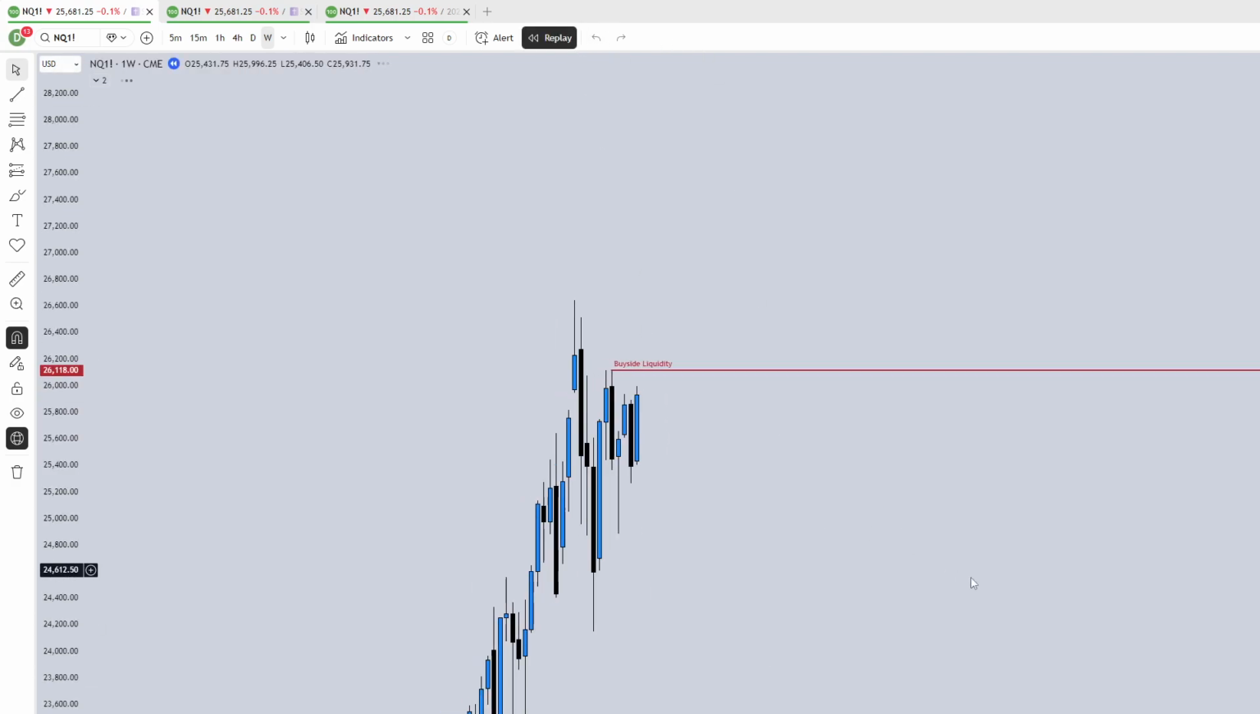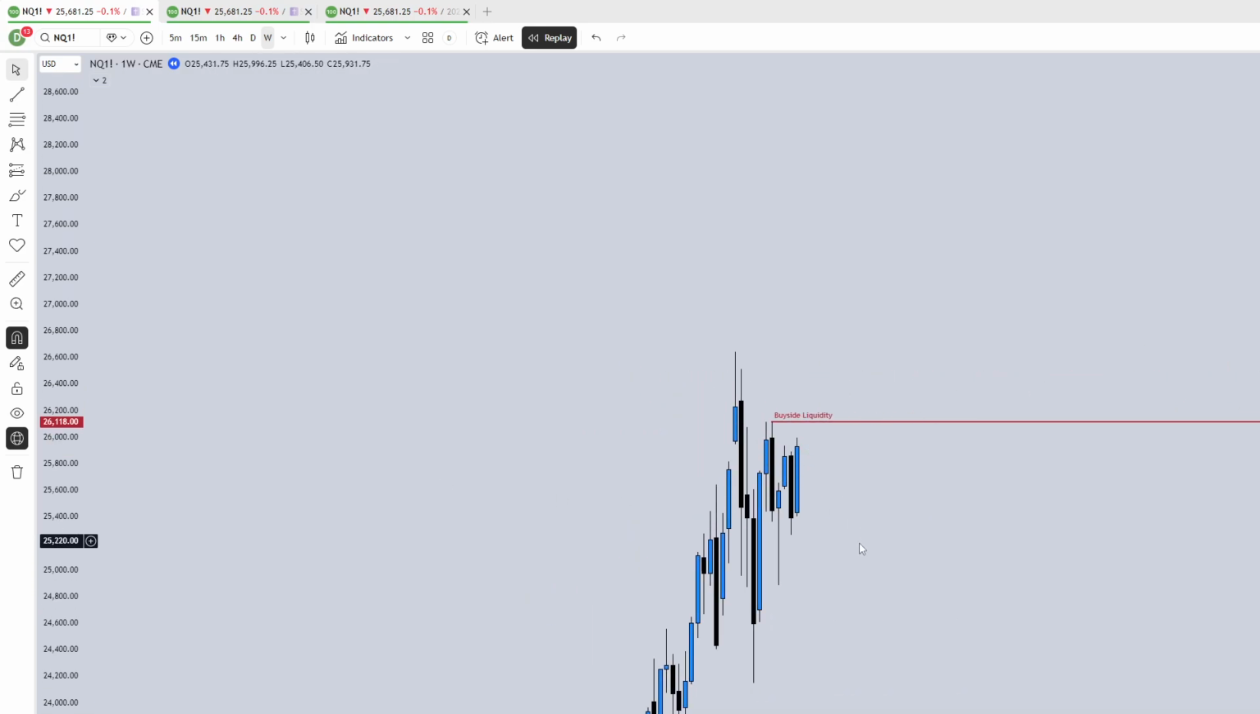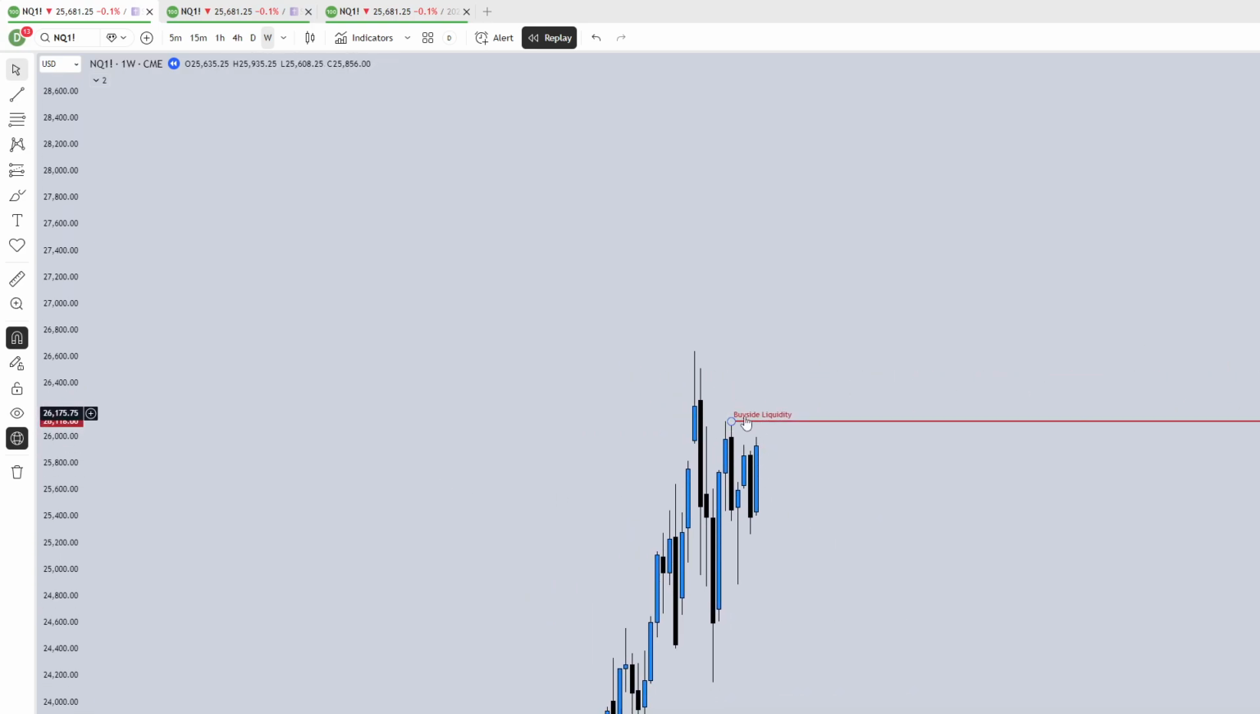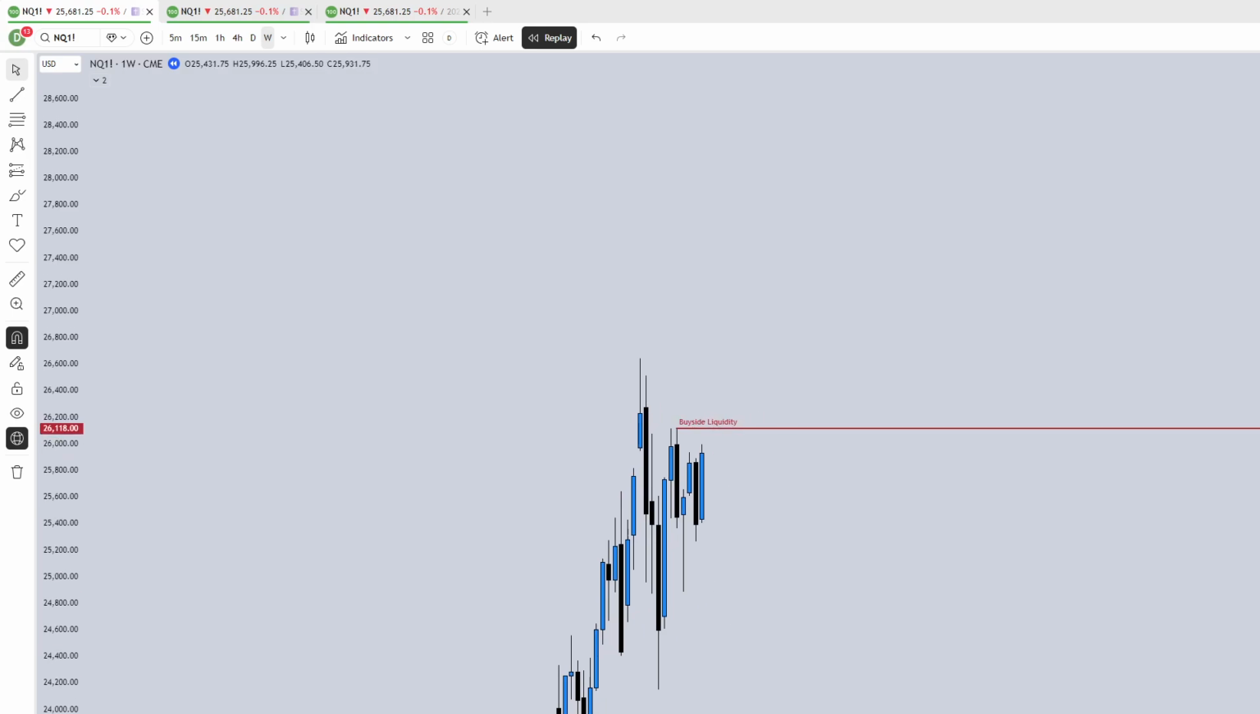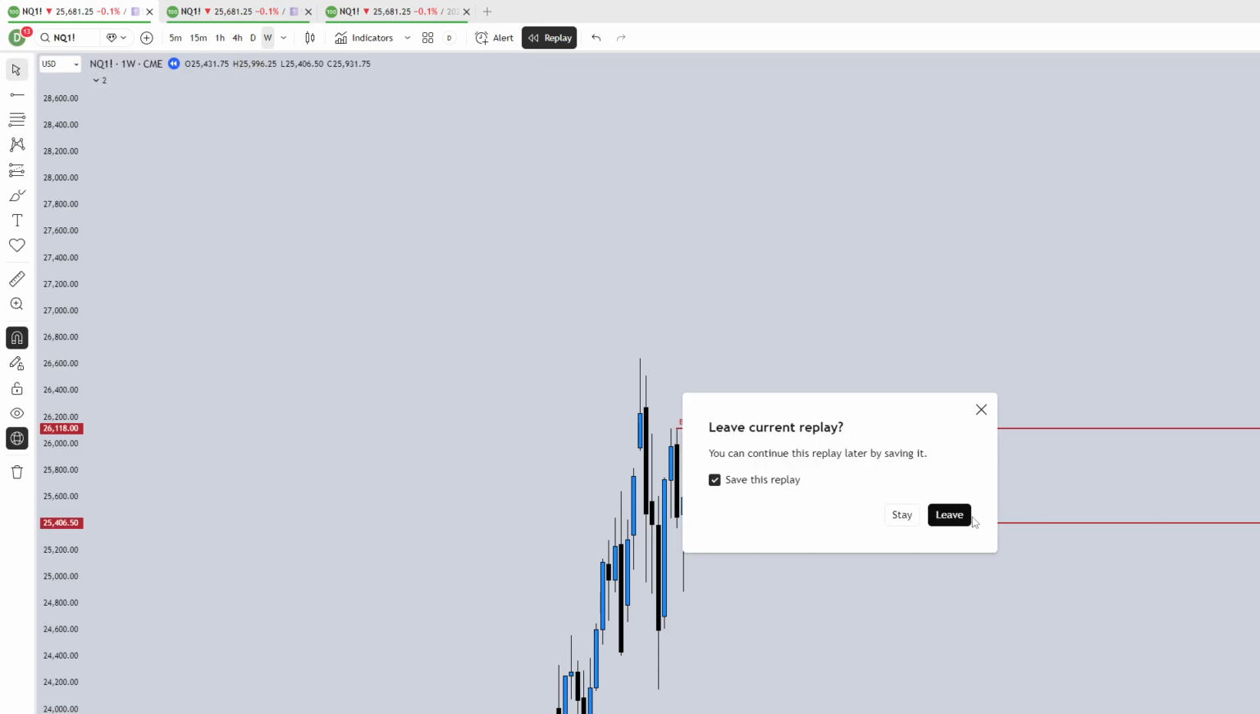So let's replay this candle, because before that candle had opened, this is what I was favoring going into the week. I was favoring longs into this buy side liquidity pool, but I'll also draw a previous week low, because that could be another expansion. So let's get out of that.